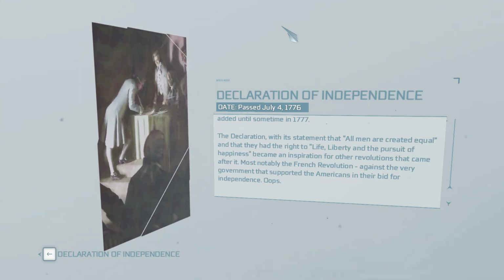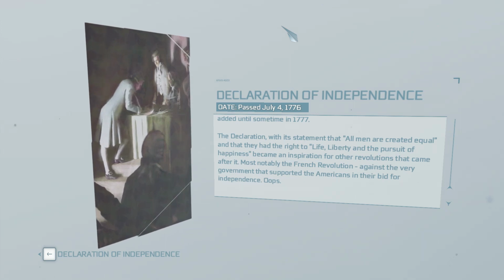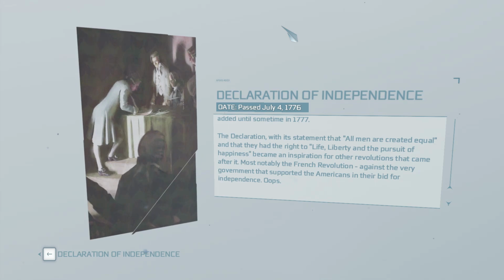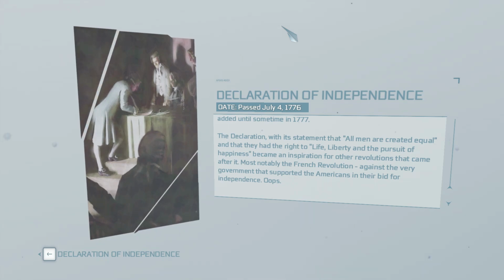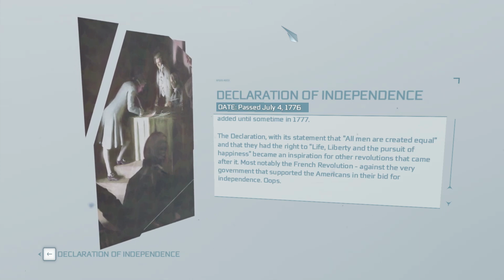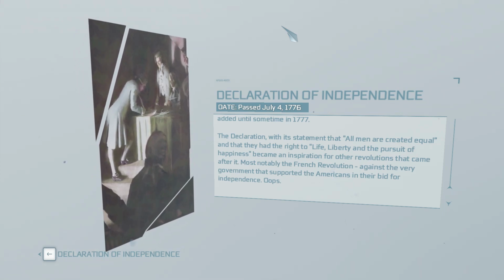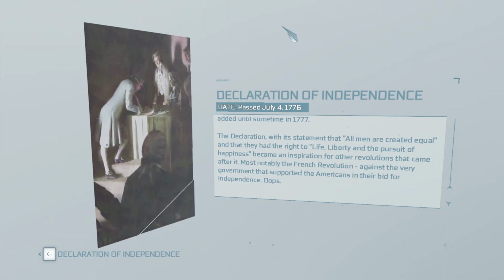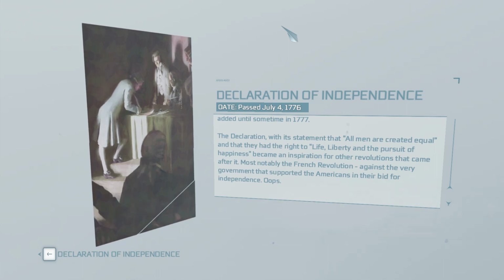The Declaration, with its statement that all men are created equal, and that they had the right to life, liberty, and the pursuit of happiness, became an inspiration for other revolutions that came after it, most notably the French Revolution, against the very government that supported the Americans in their bid for independence. Whoops.